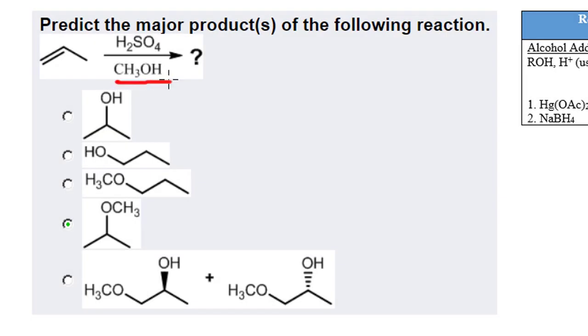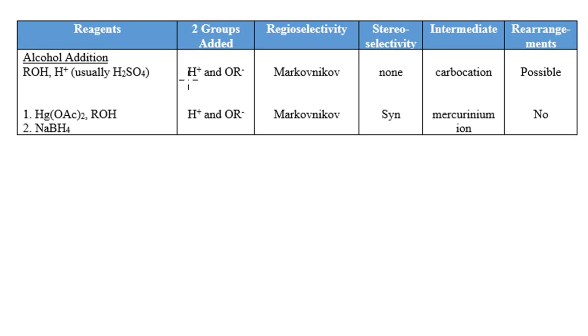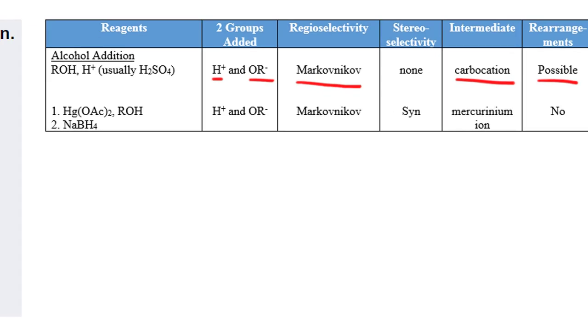This combination of reagents carries out the acid-catalyzed addition of an alcohol across the alkene. In this case, it's going to add an H and an OR, specifically an OCH3. It's Markovnikov addition. That way the H ends up on the less substituted side, and the OCH3 will end up on the more substituted side. One thing we do have to be careful of, though, is that our intermediate is indeed a carbocation, and so rearrangements are possible.